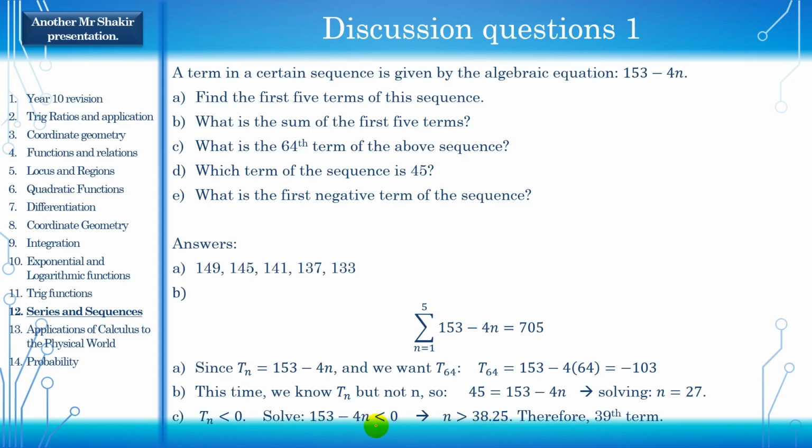And again, it's just simple algebra. You should know how to do this inequality. n is more than 38.25, therefore n will be 39, because the first integer value after 38.25 is 39.